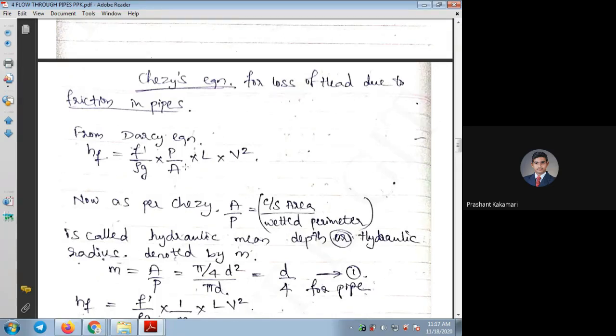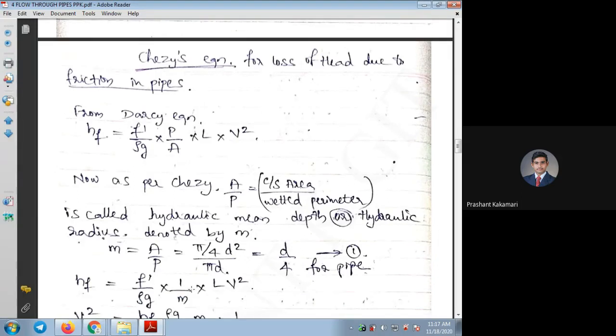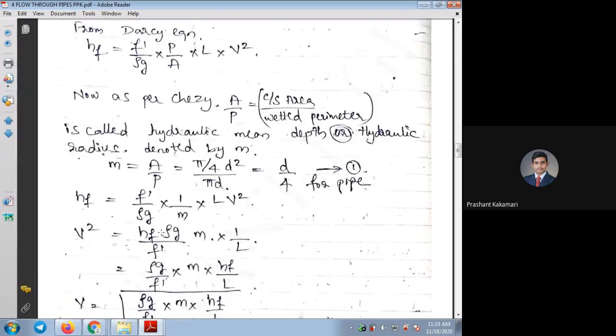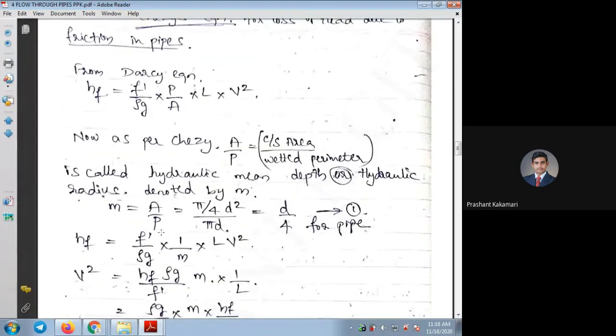Because P by A we implemented as 4 by D, and also this f dash by rho we have replaced earlier with other terms. So I have recalled it without substituting, in this form, or you can directly recall it after substitution. But in Chase's equation, he has converted the Darcy-Weisbach equation into a different form, in his own form. So that is recalled here. What is the importance of this equation? We'll find out at the last moment. What is the difference between those two equations? Why is this also important?